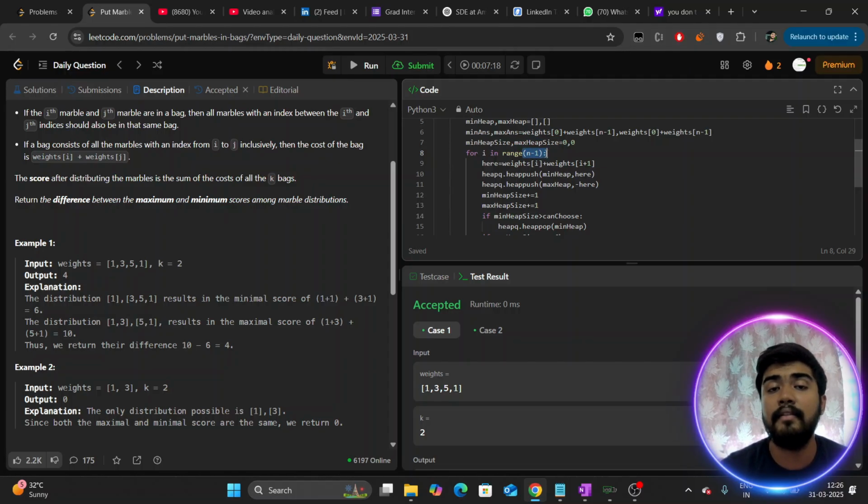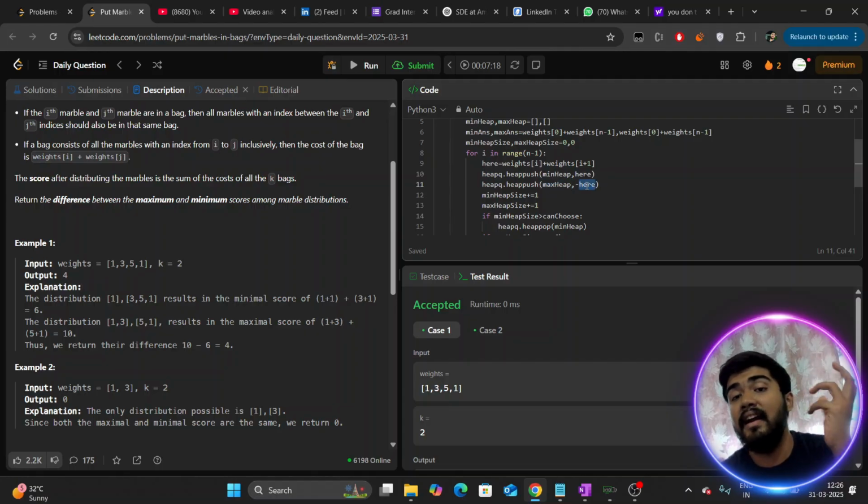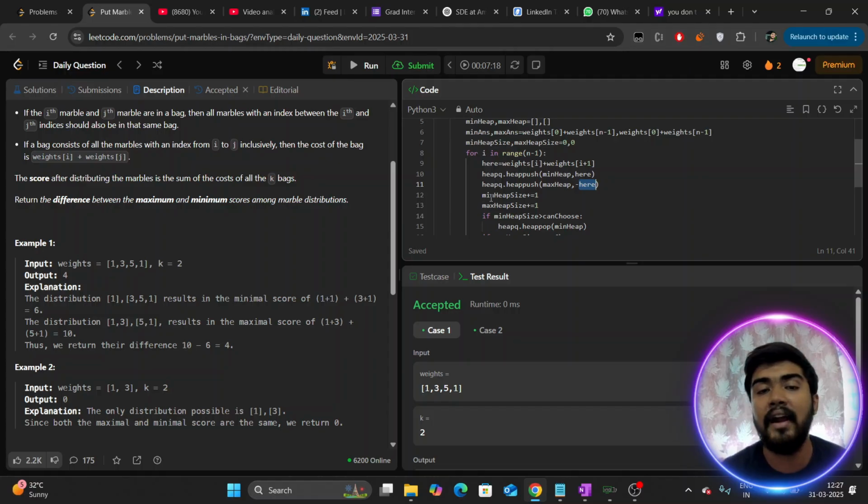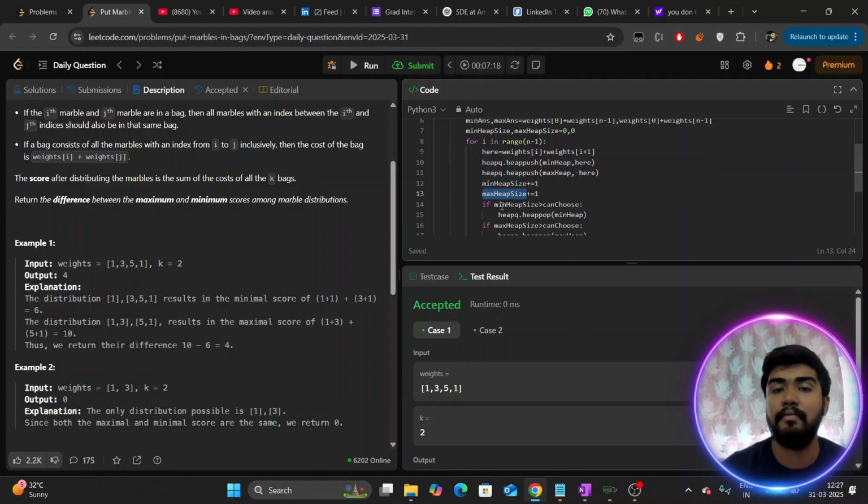So we are iterating from 0 to n minus 2, and we compute the contribution for this particular index, its own and its right adjacent. We push that value to both heaps. For the min heap we push as it is, and for the max heap, we know in Python there is no max heap. How can we use our min heap as a max heap? We push the negative of that value. We push the negative, and we do min heap size plus 1 and max heap size plus 1, as simple as that.